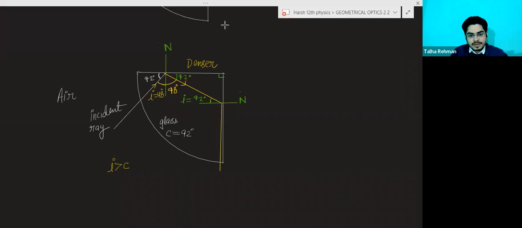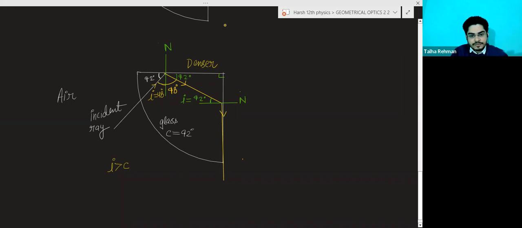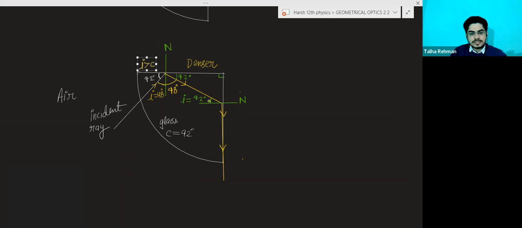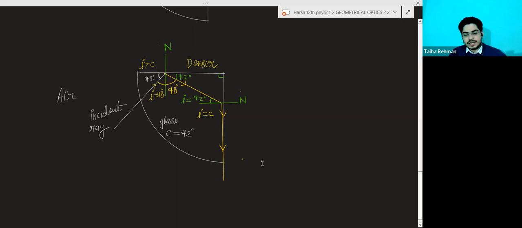The light ray will travel along the surface. So this is the final path of the light ray. Here the angle of incidence is greater than the critical angle, and here the angle of incidence is becoming equal to the critical angle. So there are two conditions here, and this is the final path.